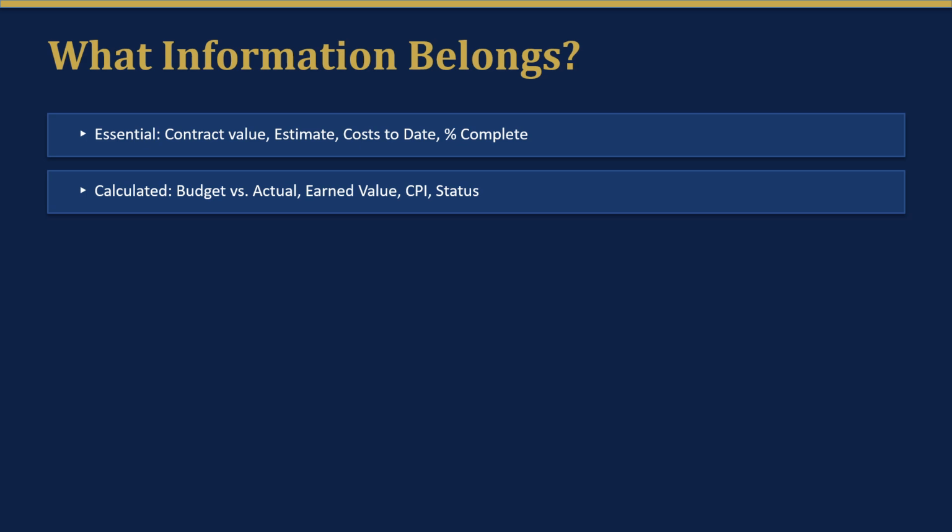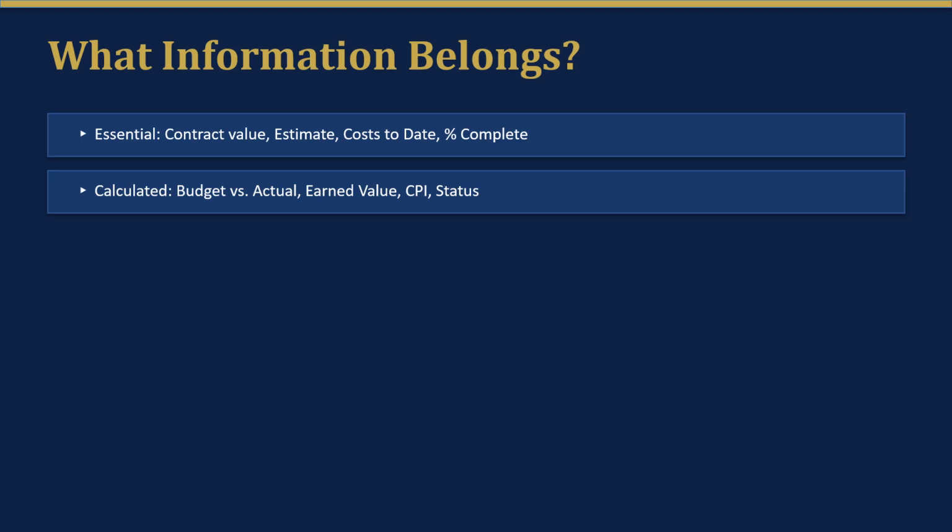The dashboard then calculates budget versus actual, what you spent versus what you budgeted, earned value, which we covered in Lesson 1, CPI, which tells you efficiency, and a status that tells you at a glance whether the job is healthy or needs attention. All of this comes from those 4 foundational data points.